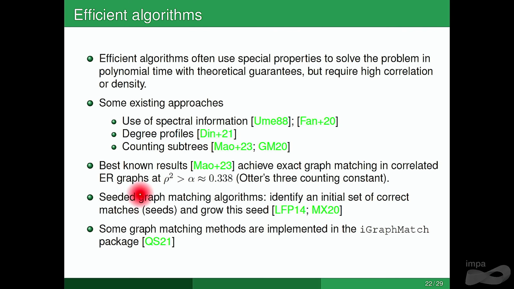I also wanted to mention that there's a seeded graph matching version of the problem where we have a known correspondence between some of the vertices, and this can be used to solve the problem more efficiently, either by starting with those vertices and then extending the set of vertices by looking at the seeds, or by solving the combinatorial problem, but with the use of these seeds, the solutions are typically more efficient.